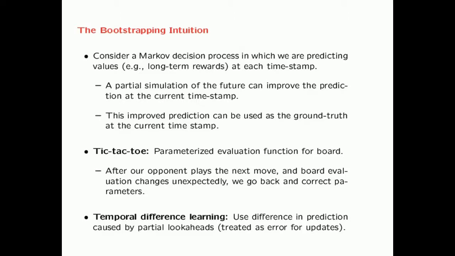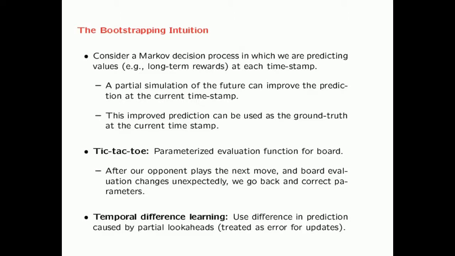That can improve our prediction because you have a way of evaluating every state on the board. You have this table of state action pairs. But if you move a little bit ahead, you have seen more of the game and your prediction will be a little bit more accurate. So that's the basic idea. You use the improved prediction as the ground truth for the current timestamp.